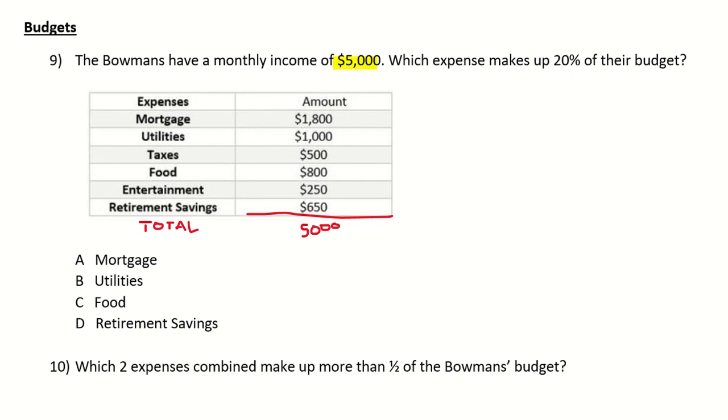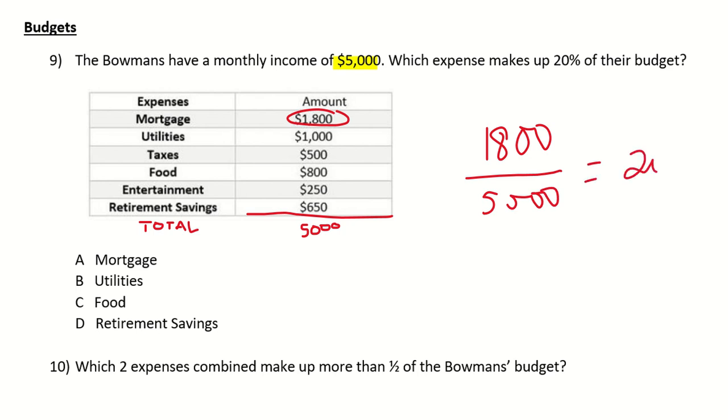The question is, which expense, so which category here, makes up 20% of their budget? What is 20% of 5,000, basically, is what they're asking us. So let's look at our answer choices. Let's see mortgage first. Mortgage is 1,800. If you divide by 5,000, do we get 20%? If so, that would be our answer. So divide 1,800 by 5,000. I got 0.36, and that would be 36%. So obviously no, not mortgage.